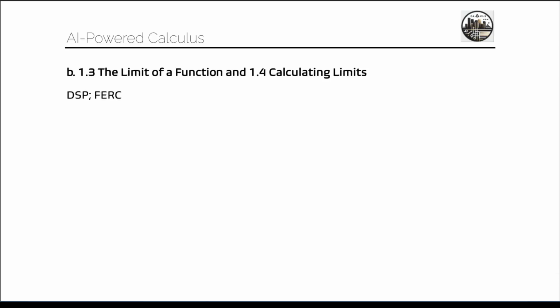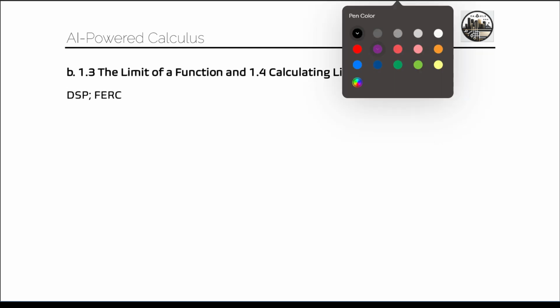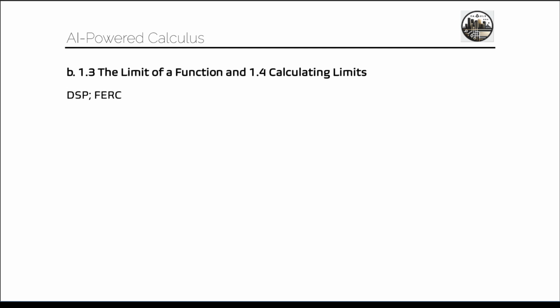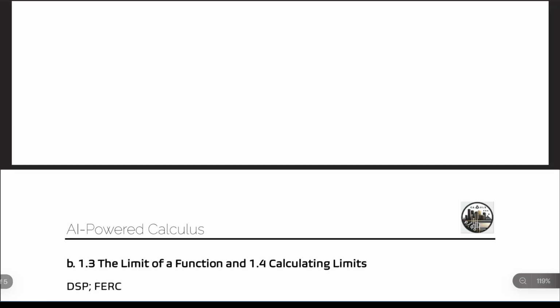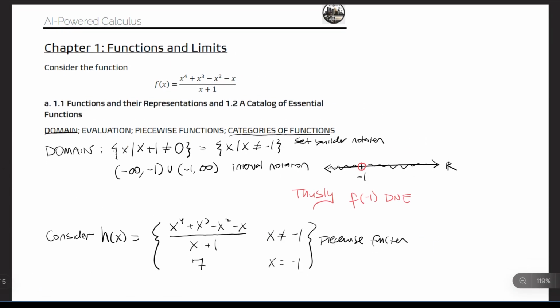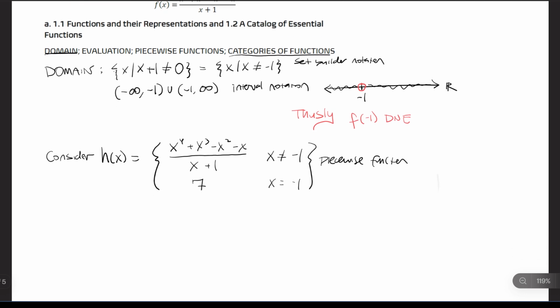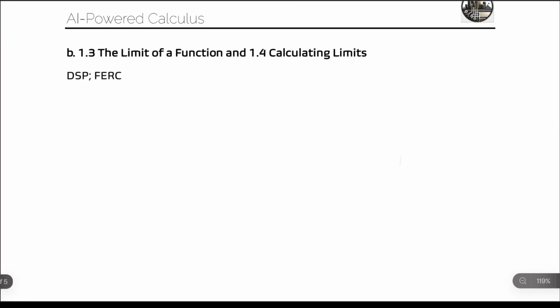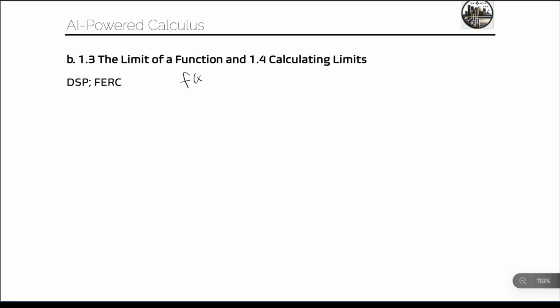All right, so let's take a look at the next couple of sections, 1.3 and 1.4, where we're looking at the limit of a function, and then also identifying how we actually calculate a limit of a function. It makes sense to take a look at this function. Let's remind ourselves of our function: x to the fourth plus x cubed minus x squared minus x, divided by x plus 1.